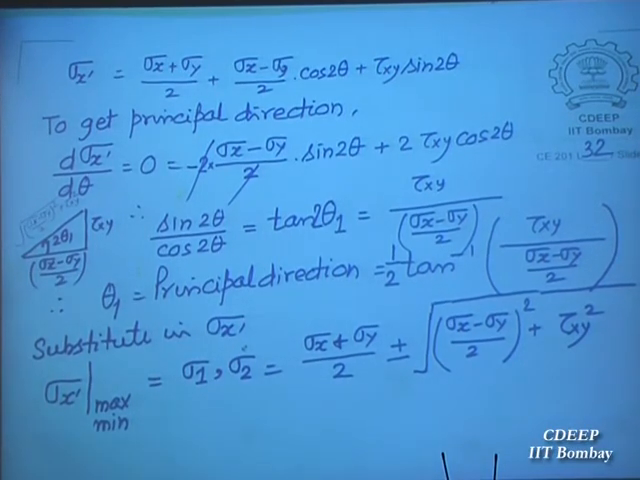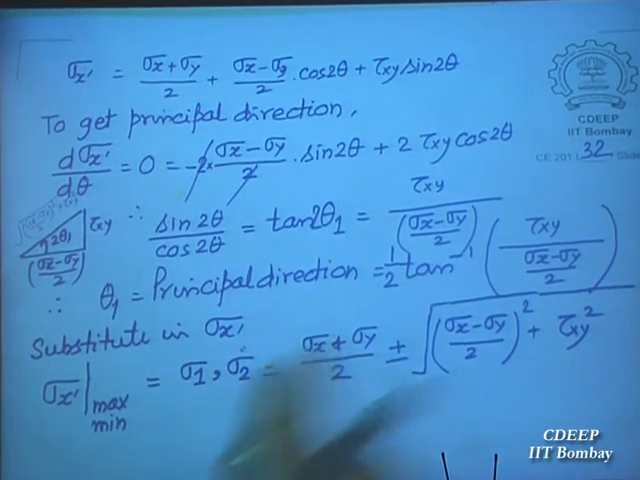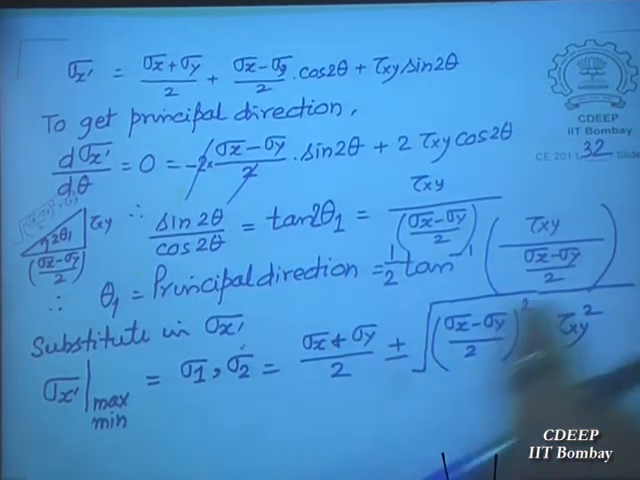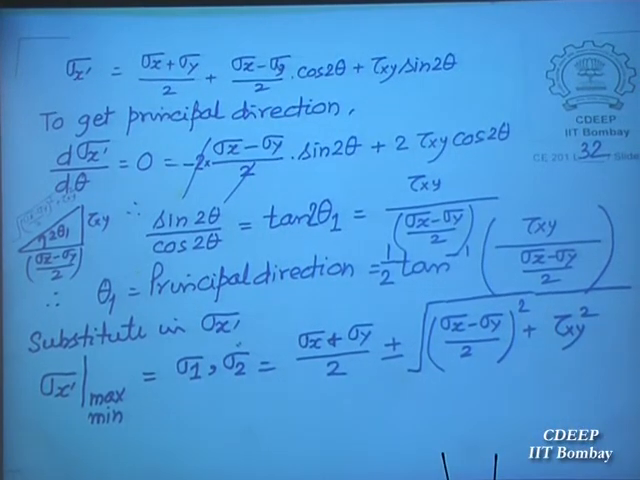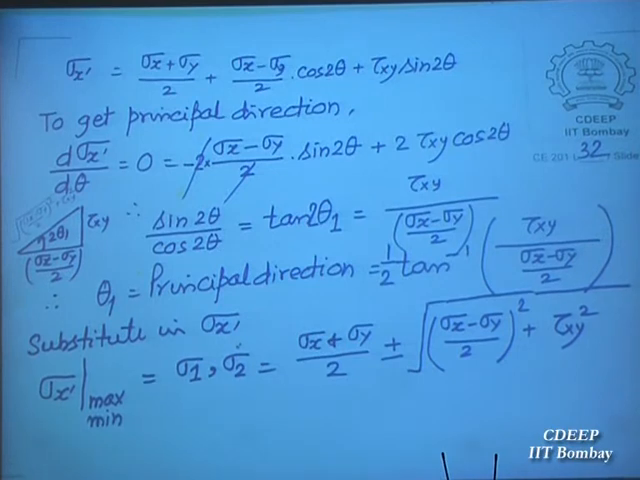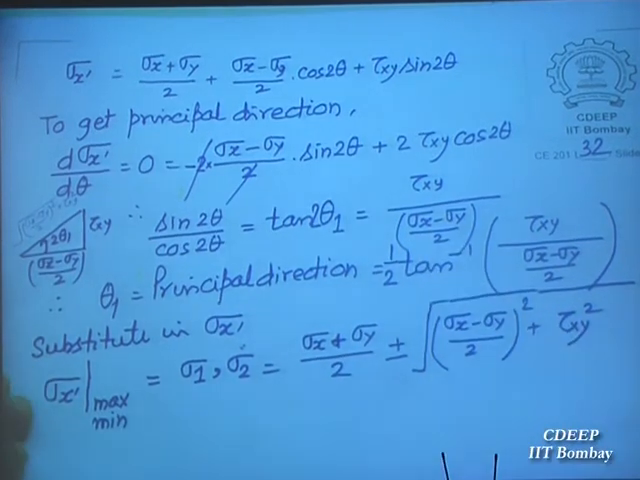All right, so these are sigma x plus sigma y by 2 plus minus under root of sigma x minus sigma y by 2 whole square plus tau xy whole square. These are the principal values. One of the two will be maximum, one will be minimum. That always happens. Now the shear stress: if you substitute this value of theta in the expression for shear stress.